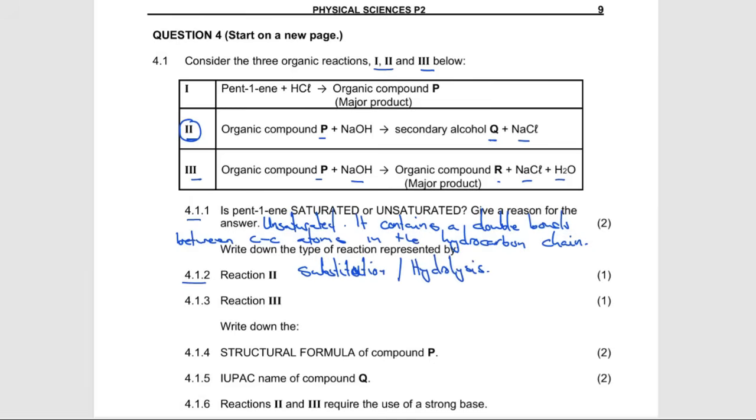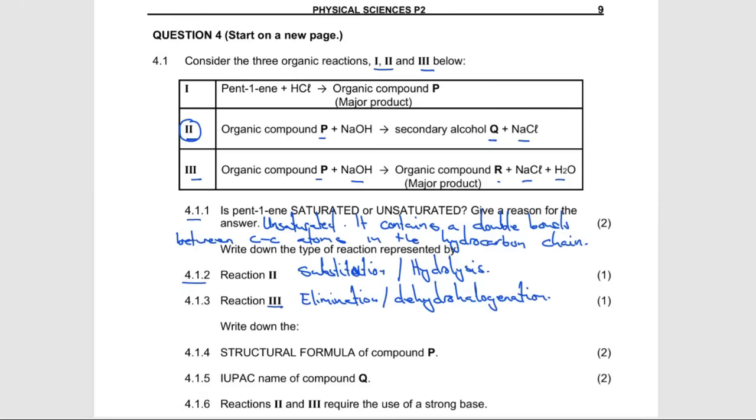Then for reaction 3, what do you have there? We're going to have what we refer to as elimination. So it's an elimination reaction, that's the type of reaction that we are having there. If we are to be specific, we refer to it as dehydrohalogenation, like that. So this is what you're having.